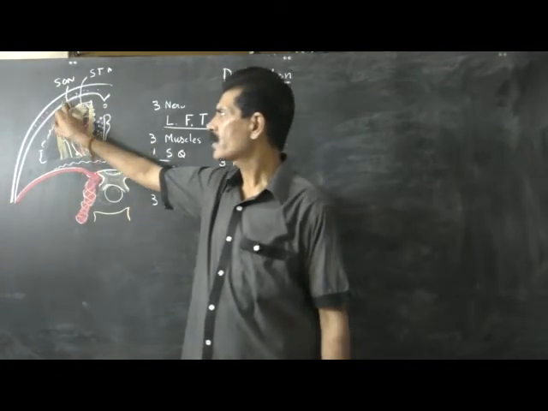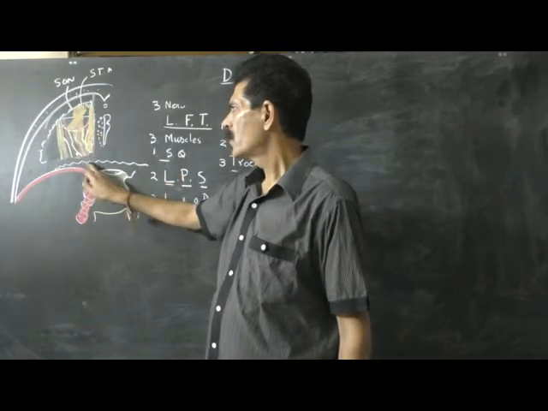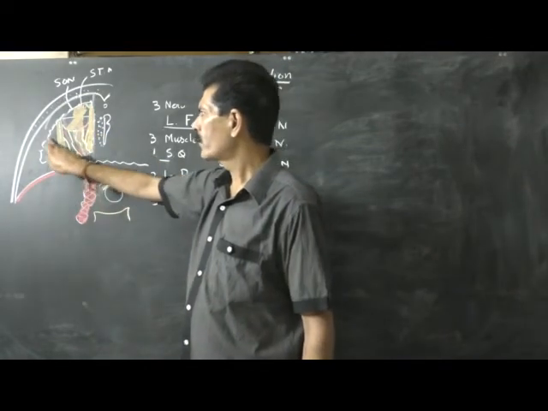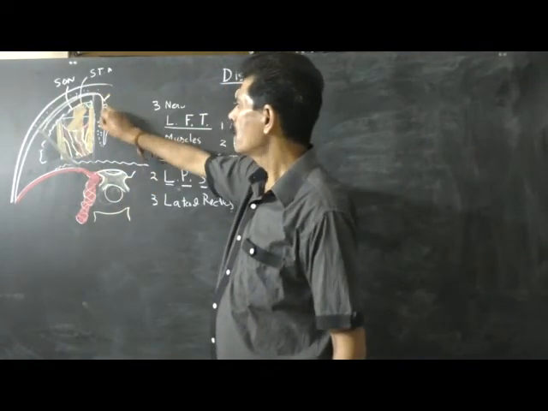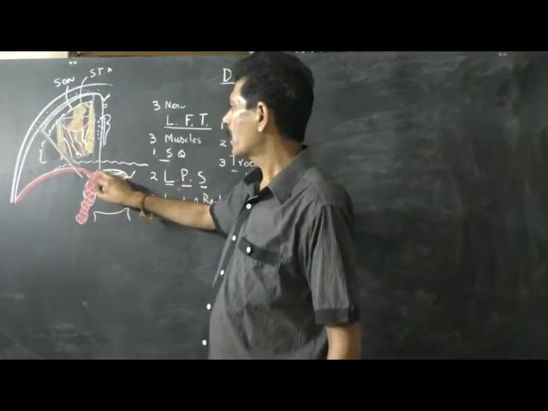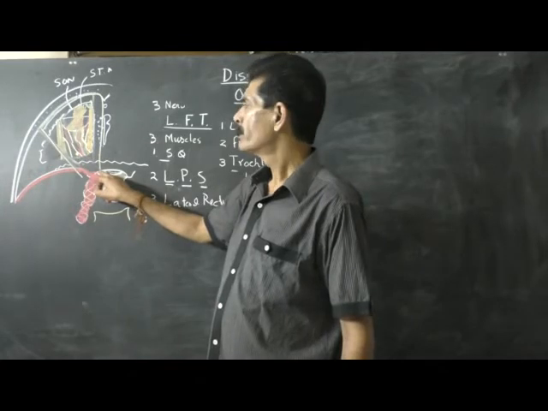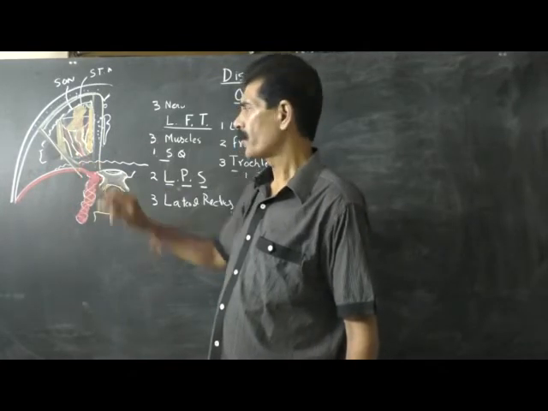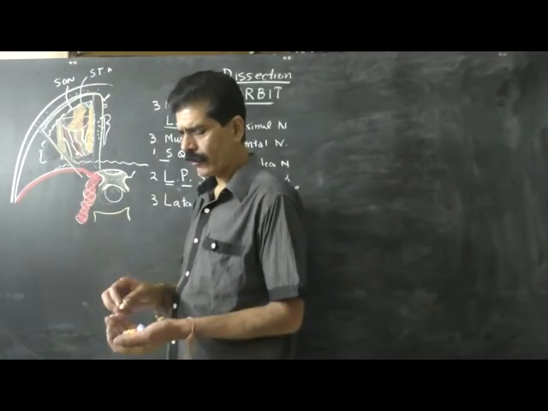So this is the base of the orbit. This is the medial wall, which is almost straight, while the lateral wall of the orbit is oblique. So this is the boundary of the orbit, and this optic canal lies just medial to the apex of the orbit. So here we see the optic nerve.